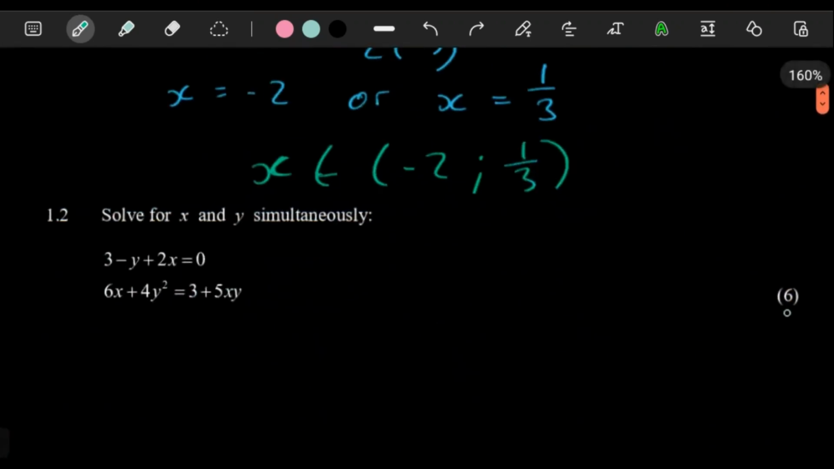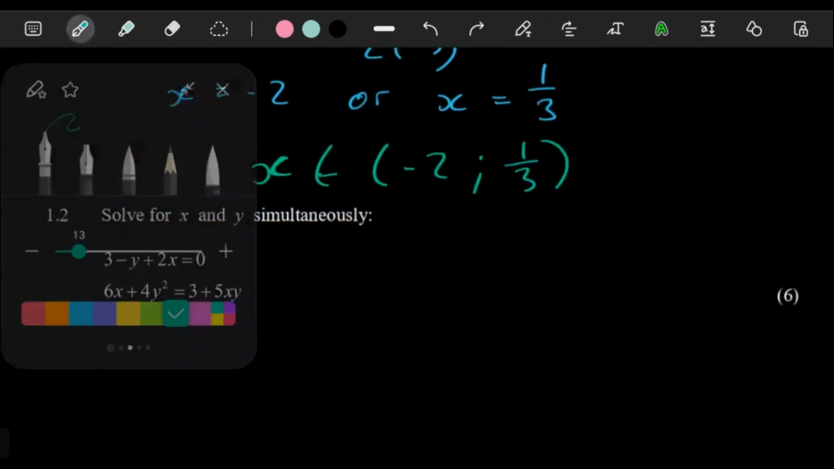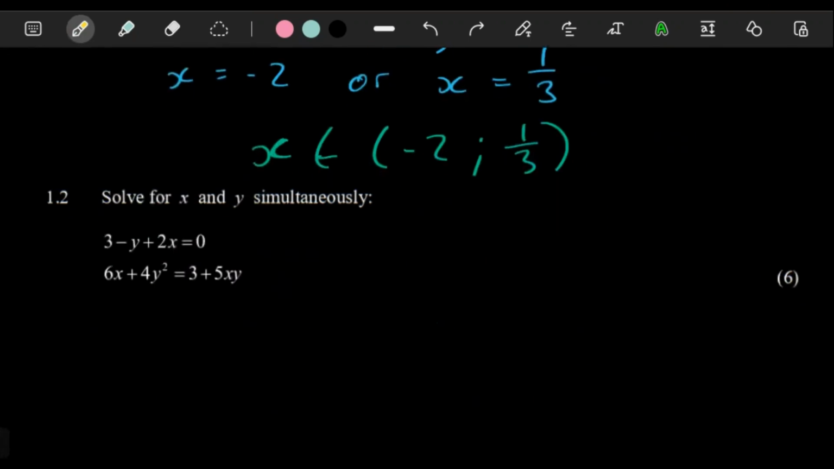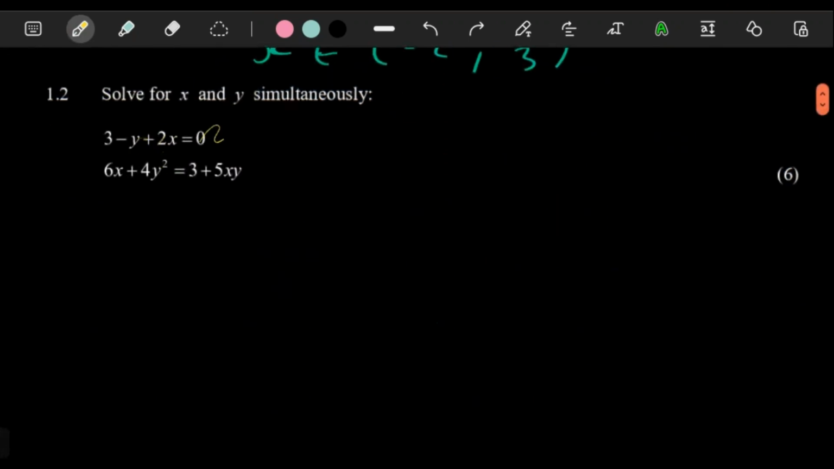With the next question, for 6 marks, we really don't have to struggle too much, or at all. The idea with simultaneous equation questions is your signs. So here I may want to make y the subject of the formula. So here 3 plus 2x is equal to y. I decided to go this route because it's easy to make y the subject of the formula. Now we just need to throw y into the other equation.